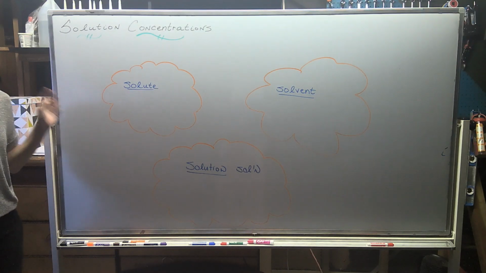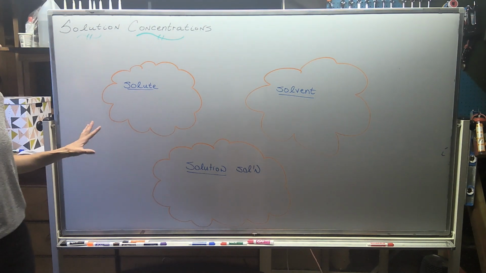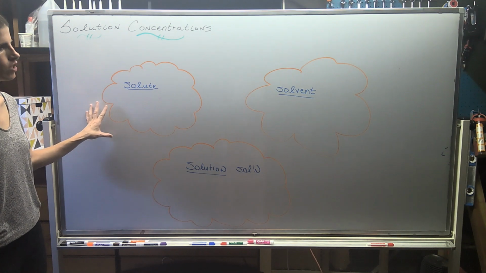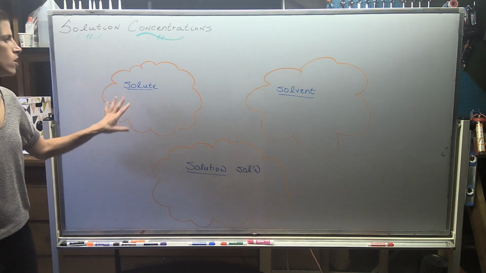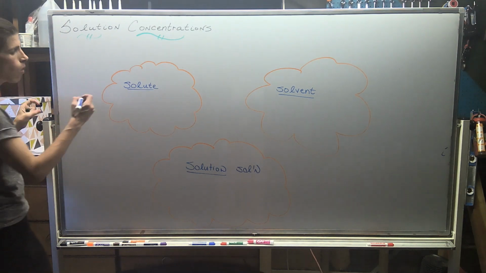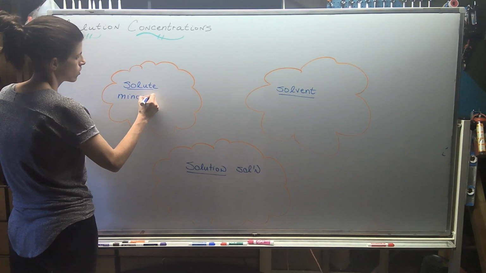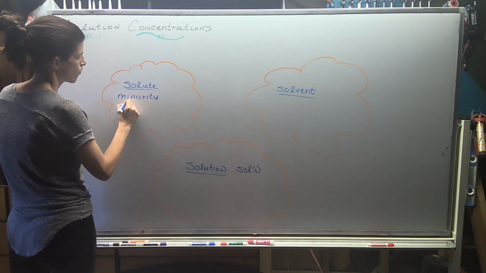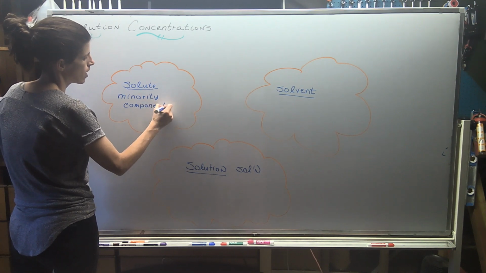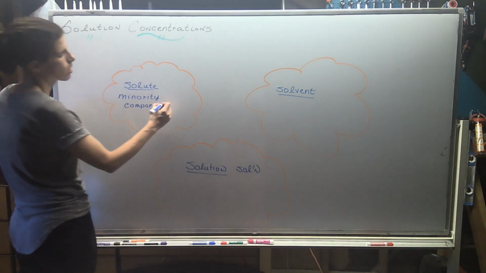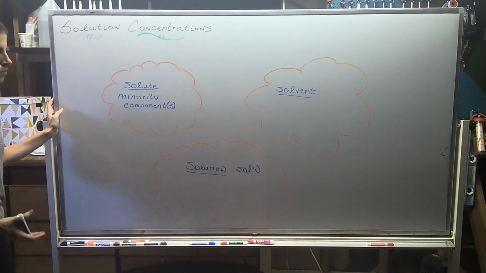So as an introduction to our section here on solution concentration, I just want to remind everyone of the definitions of solute, solvent, and solution. So your solute is always going to be your minority component. Things that are present in the solution in smaller amounts. And actually, I should say minority components, because you can have more than one solute.